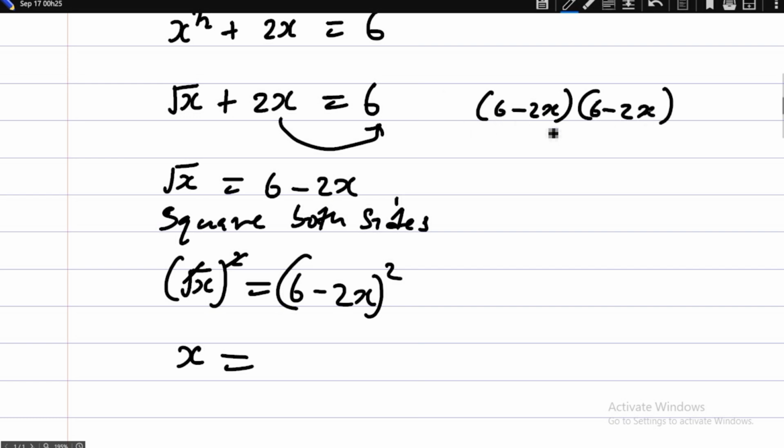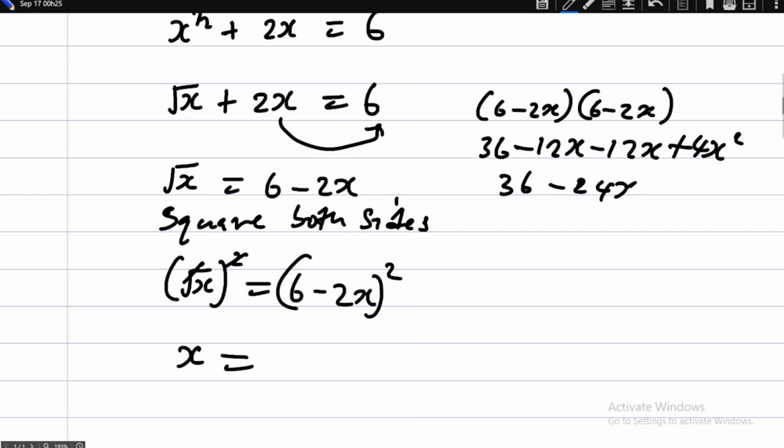Okay, if I open the bracket, 6 times 6 is 36. 6 times minus 2x will give you minus 12x. Minus 2x times 6 will give you another minus 12x. Minus times minus will give you plus. 2 times 2 will give you 4. Then x times x will give you x squared. So finally, I'm going to have that this is 36 minus 24x, then plus 4x squared.